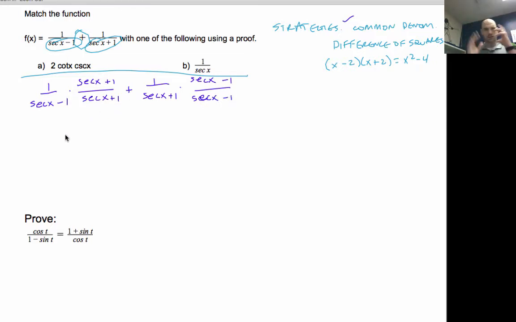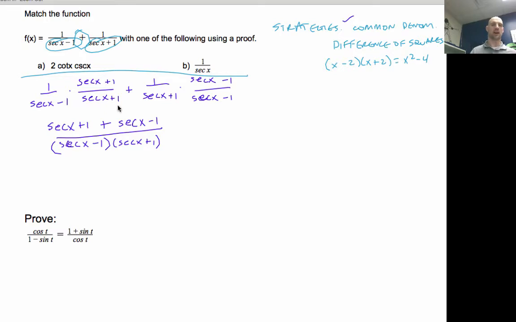And so let's do a little bit of rearranging here. On the top I've got secant x plus 1 plus secant x minus 1. On the bottom, I'm going to leave this for just a second and see what happens: secant x minus 1 times secant x plus 1. Let's see what happens. On top here, check it out. I've got a plus 1 and a minus 1, so those go away. And I've got 2 secants, so I'm going to have 2 secant x over secant x minus 1 times secant x plus 1.